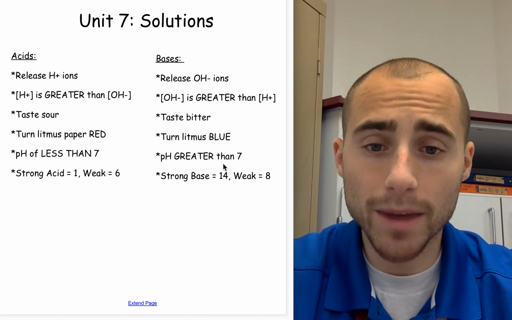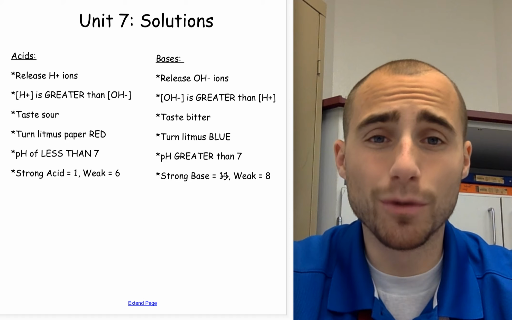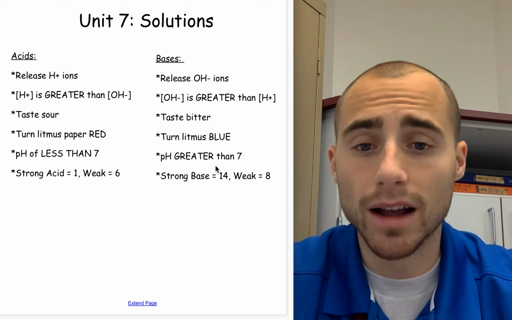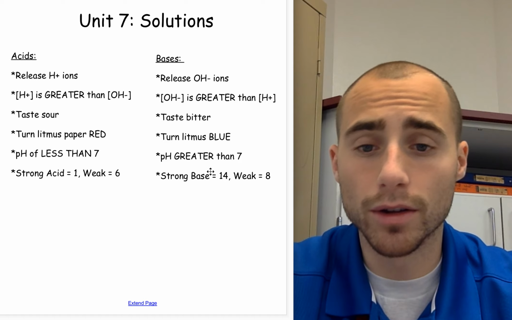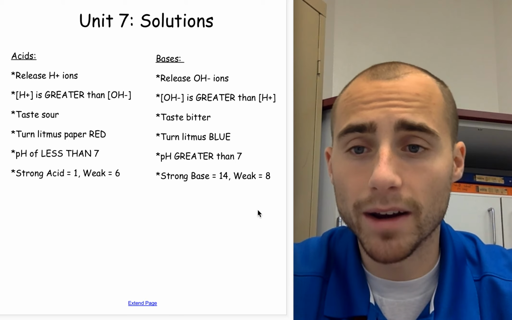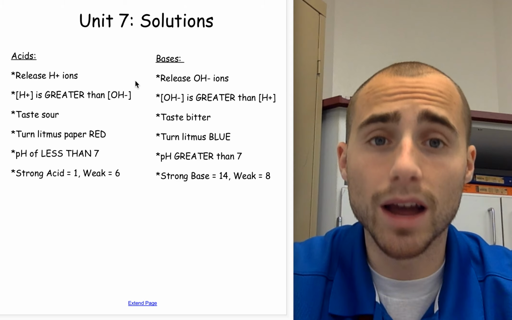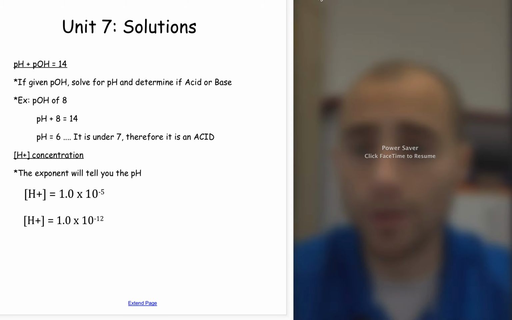And then a strong base will have a pH of 14, and a weak base would have a pH of 8. So the higher you get up the scale there, the stronger the base. So you can compare acids and bases there. Again, this is something I would highly recommend you take down in your notebook.